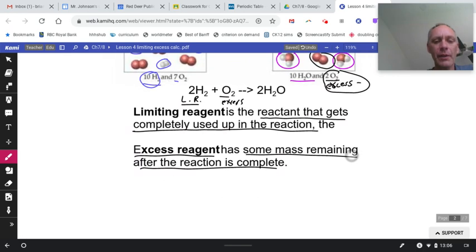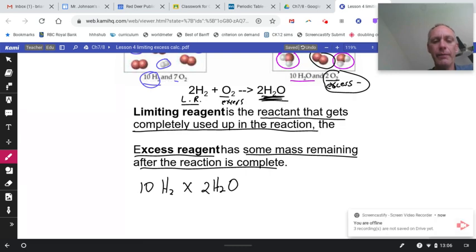Here's the pattern. So it's just like our cookie recipe. We have 10 hydrogen. How many waters can we make? Well, 2 waters are made for every 2 hydrogen. So it's stoichiometry. Hydrogens cancel out, and we get 10 waters. And that's what we did get, 10 waters, okay?